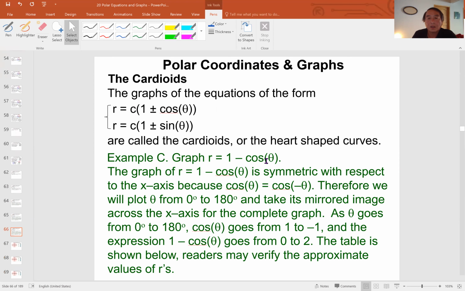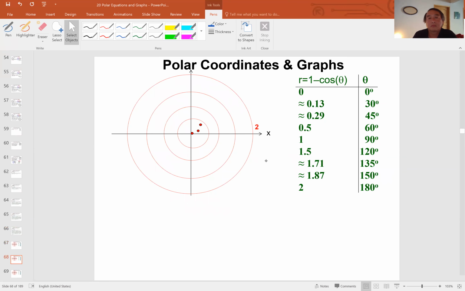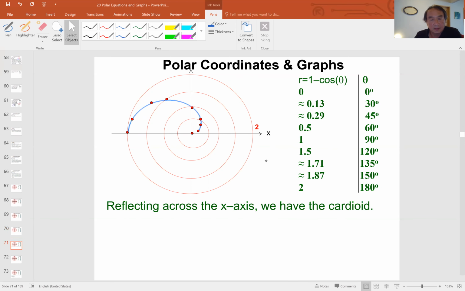Okay, and so I'm going to make a table. And here they are. Now the bottom half is the mirror image. And this is called the cardioid, the heart shape.